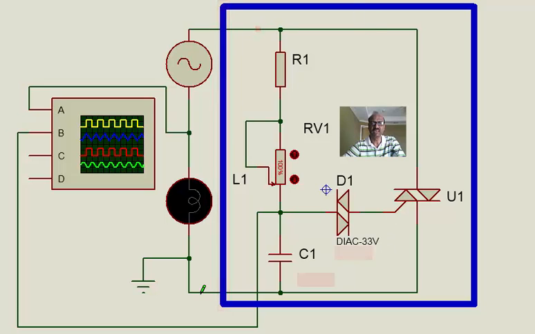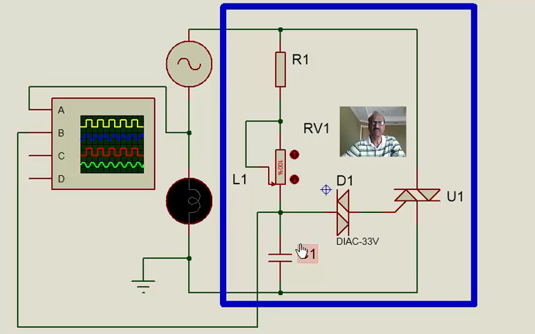The whole thing is connected in series with the main supply and, of course, the load. We have connected a CRO to see the waveform, one across the lamp with respect to ground. Here we have given the ground, and also one with respect to the triggering point. This is the triggering point. Let me explain before we go into the function.